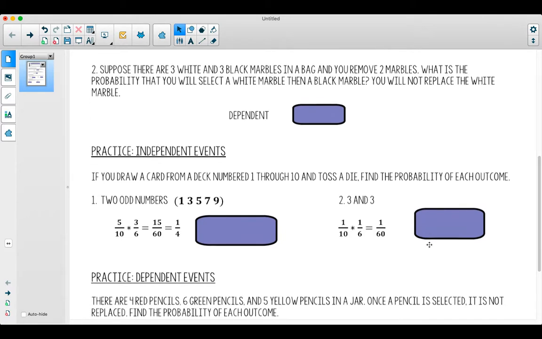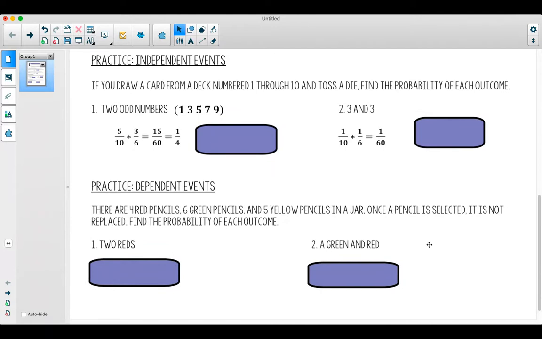For dependent events, same type of problem we saw before. There are 4 red pencils, 6 green pencils, and 5 yellow pencils in a jar. Once a pencil is selected, it is not replaced. Find the probability of each outcome. So what's the probability of getting 2 reds?